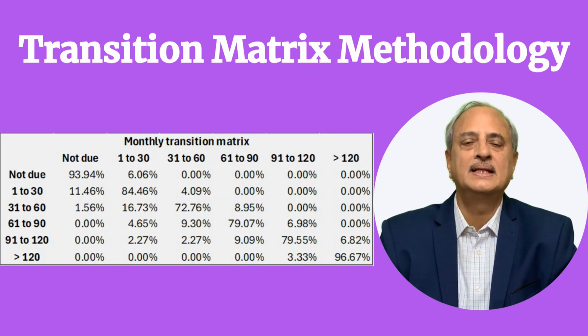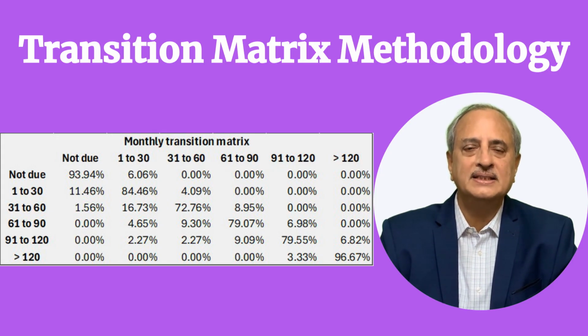Here is the monthly transition matrix, which tracks transitions over 1-month intervals. For example, 93.94% of loans classified as not due remain in the same category after a month. Similarly, 79.07% of loans in the 61 to 90 days overdue category remain in that category, while 6.98% progress to 91 to 120 days. This data helps lenders anticipate short-term movements in loan repayments.